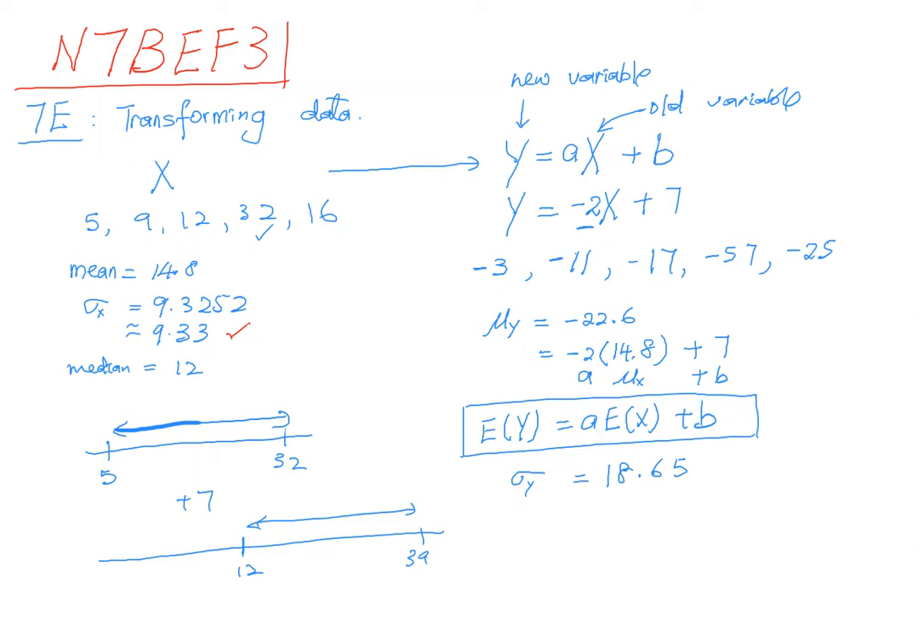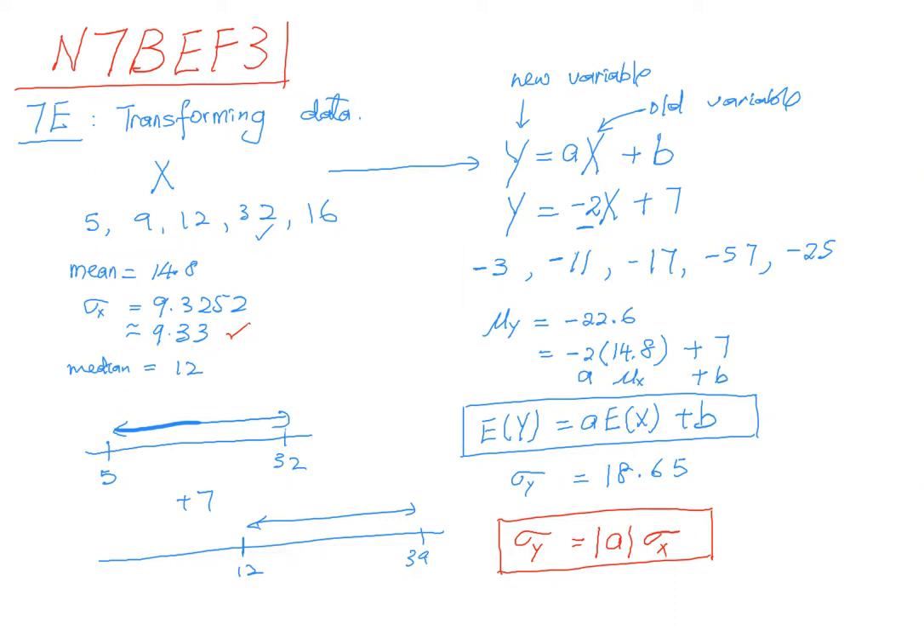Okay? So another thing that you have to remember for the standard deviation is, I will put absolute value for the multiple A, then times by the standard deviation for X. So this is another one. So for median, it will follow this formula.